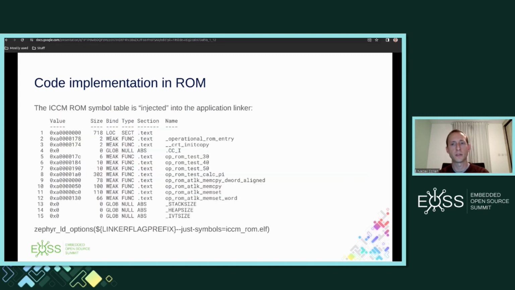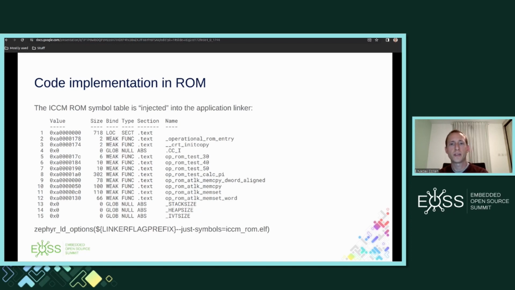Here you can see an example of the symbol table of the code that goes into the ICCM ROM. All the functions are defined as weak functions, such that they can be overridden by the application that links it. There are several test functions that can be used for debugging and testing the ability of overriding weak functions. There are also the memset and memcopy functions implemented in several variations to be most efficient. For example, memcopy of a dword aligned source or destination can be implemented very efficiently without the need of taking care of alignment or fringes.